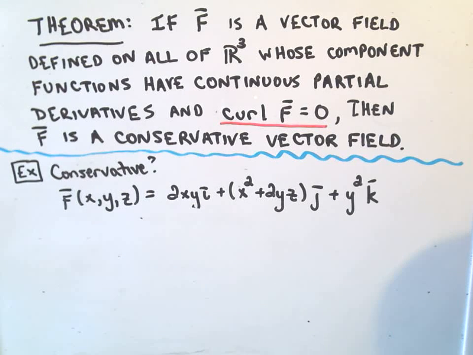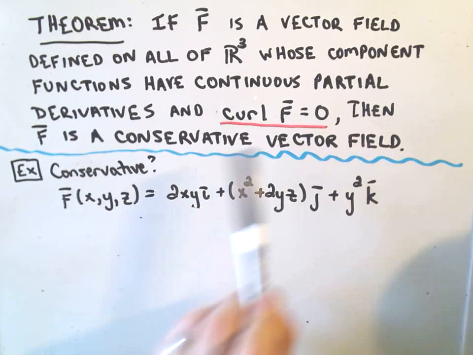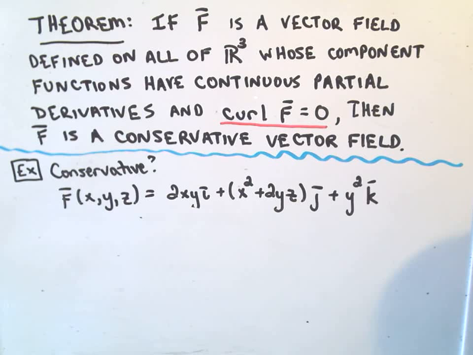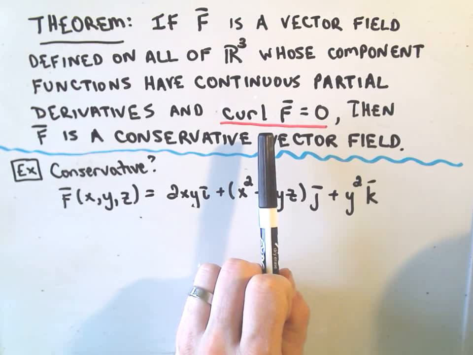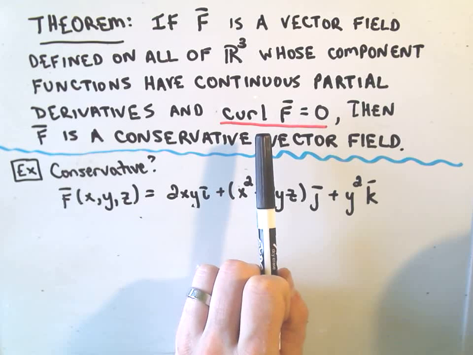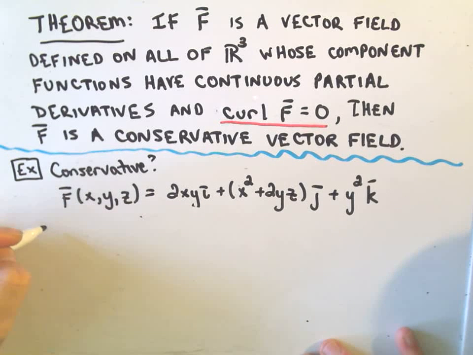The main result, the theorem we're going to use, says if F is a vector field defined on all of R3 and the component functions have continuous partial derivatives, and the curl of F is 0, then F is in fact a conservative vector field. So basically we have to compute the curl of the function. If it's 0, it's conservative. Turns out if it's not 0, it's not conservative. Okay, so that's what we're going to do here.